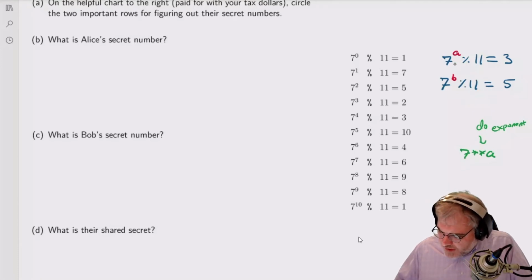All right, so 7 to the a mod 11 equals 3. So let's see. Not that one, not that one. That one's going to be that row. So 7 to the b mod 11 equals 5. That's that row. Equals 2 equaled 3. That's that row. So how do we feel about that, 1 to 5? Which rows do I need to solve this problem?